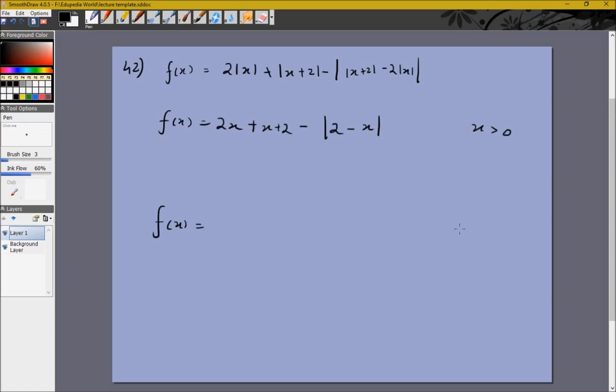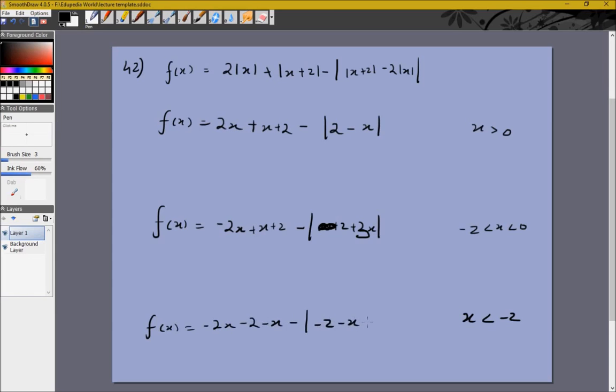Now we'll take minus 2 less than x less than 0. In this region mod x would be minus x, so minus 2x. But 2 plus x will still be positive in this region, so plus x plus 2, minus mod of x plus 2, plus 2x, which is basically 2 plus 3x. And for x less than minus 2, both the moduluses would be replaced by their negatives: minus 2x, minus x, minus mod of minus 2 minus x, plus 2x, so minus 2 plus x, or x minus 2.